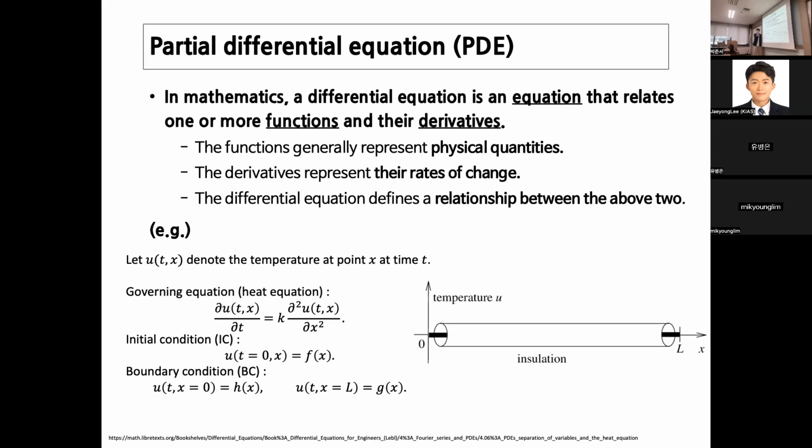Also, we have two more conditions. The first one is the initial condition, to represent the initial function which we have at the initial state, and we also have a boundary condition because in this case the domain is bounded. Then each side of the domain has a boundary condition. So if we have these three conditions and we can solve this system of PDE, then we can find the temperature at each point x and at every time t. That is the purpose of PDE.